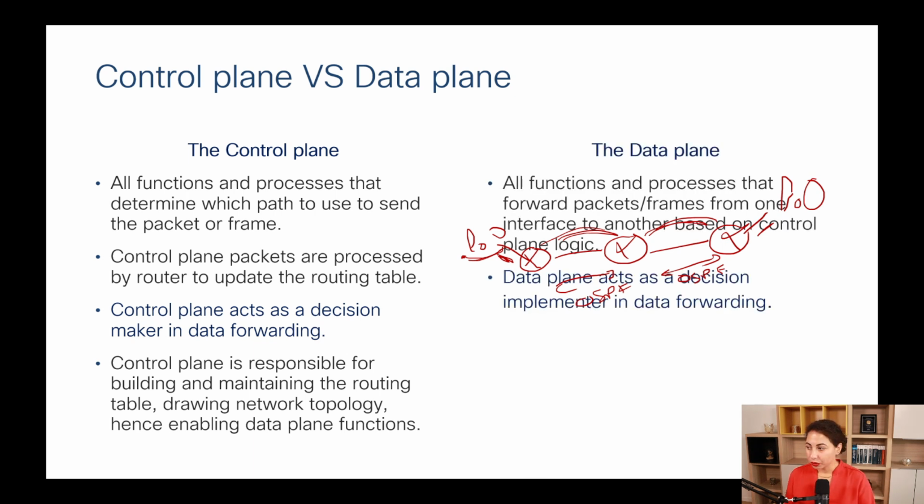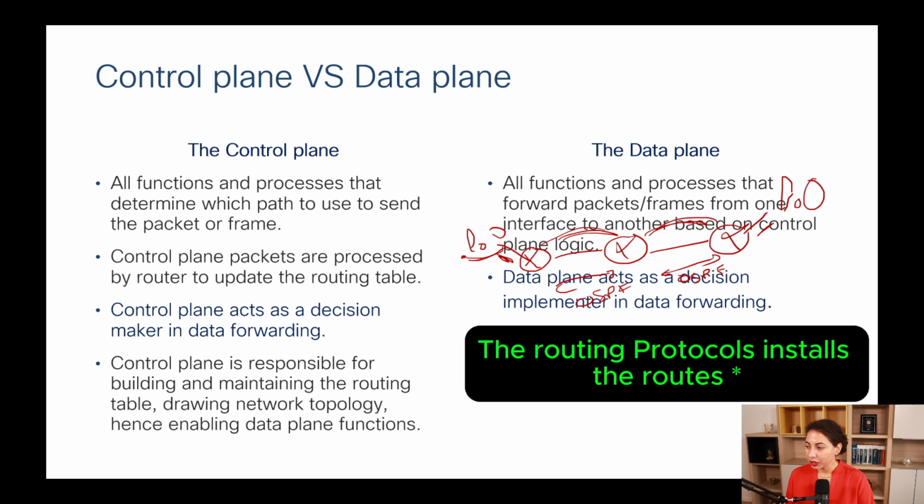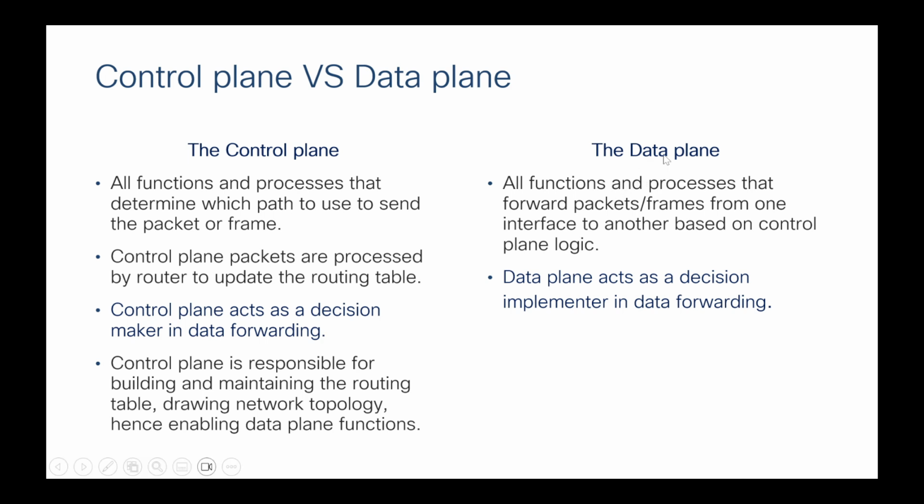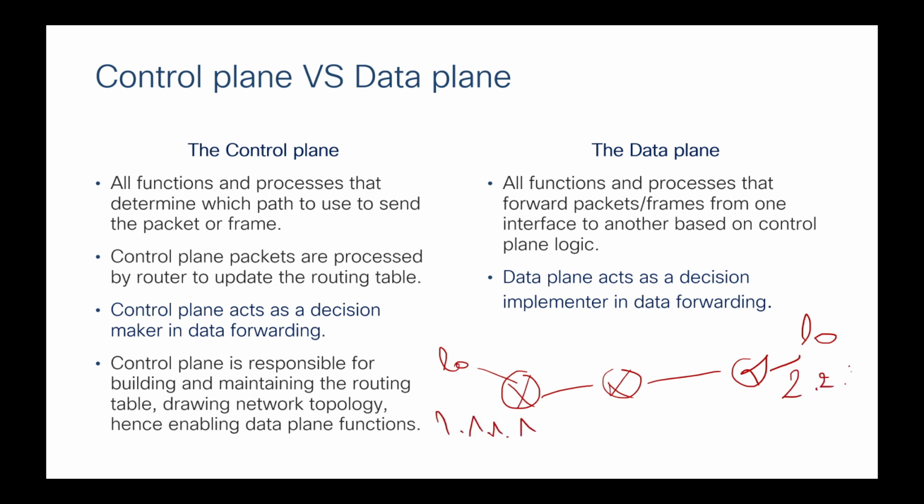Now we have to go to the data plane, because OSPF, the routing protocol, builds the links and this determines what are the next hops, but then it is the data plane's responsibility to implement the decision that was made by the control plane protocol. So it acts as a decision implementer for data plane forwarding. Let me draw my network again. So we had those 3 routers and a loopback there and there. Let's say that this is 1.1.1.1 and that the loopback here is 2.2.2.2.